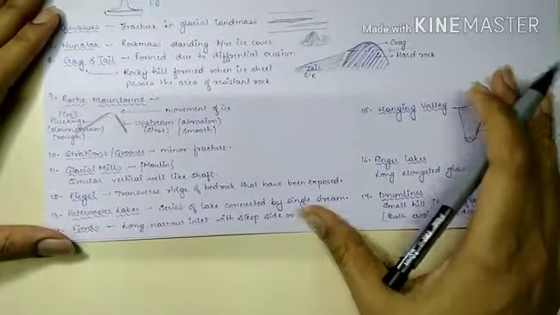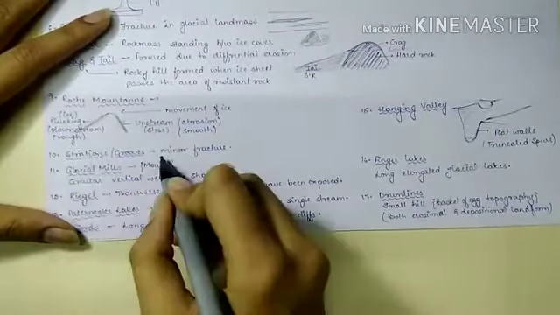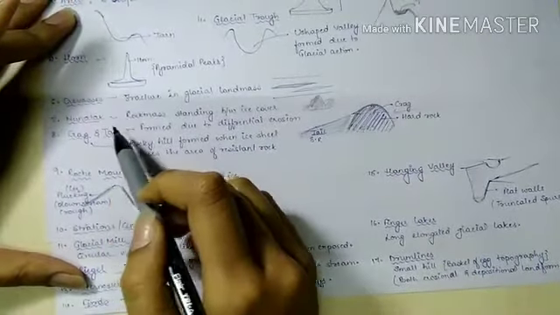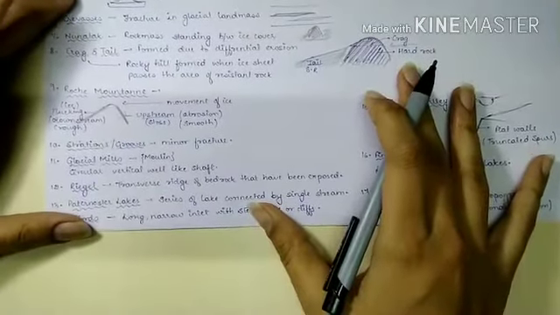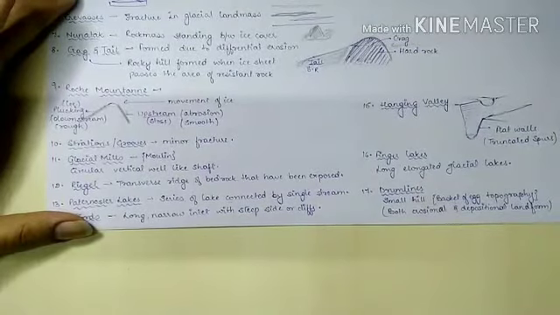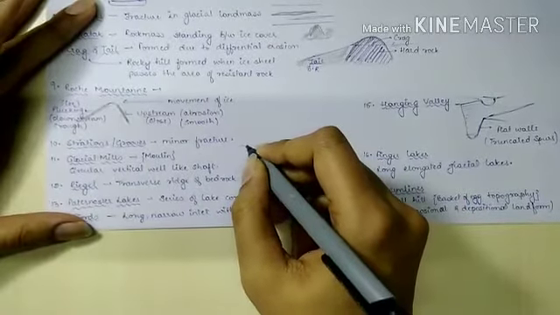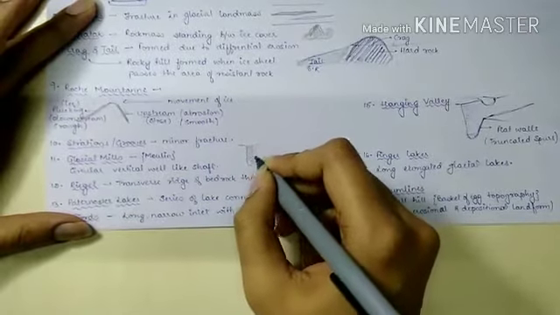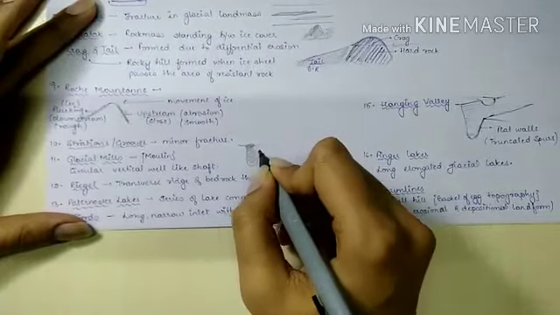Next we have grooves or striations. These are minor fractures. So we have crevasses. So when the crevasses are small, they are known as grooves. Next we have glacial mills. Glacial mills are also known as moulins. Moulins are actually vertical well-shaped structures, like a shaft. They are circular. They are known as glacial mills.